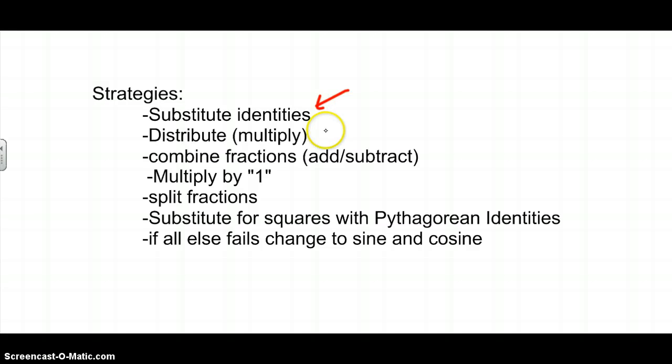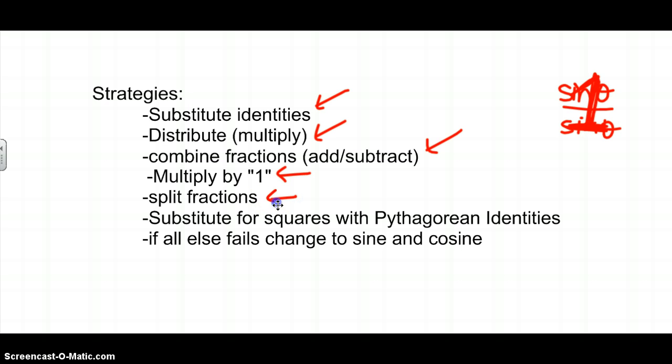Next, you want to try to distribute anything in to simplify. You could combine fractions by adding or subtracting if they have common denominators. You might need to find a common denominator, which would be perfectly alright. When I say multiply by quote-unquote 1, I mean multiply by something that is 1. So if you multiply by sine of theta over sine of theta, that's 1, right? It's disguised, it's dressed up for Halloween. So multiply by some form of 1.